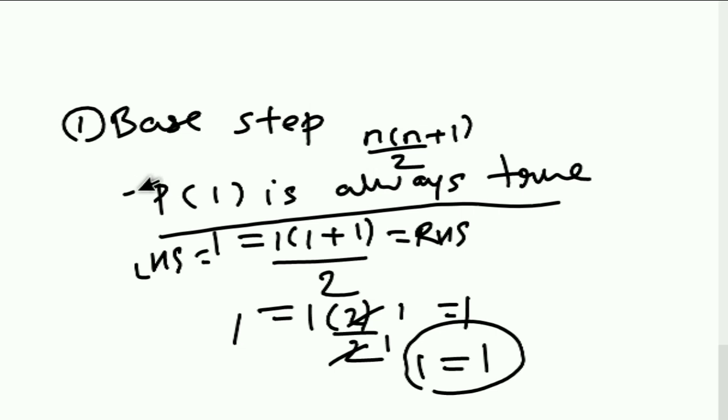This is our base step. P of 1 means if we have one natural number, this formula will obviously be true for it. Now there is another step, that is the inductive step.